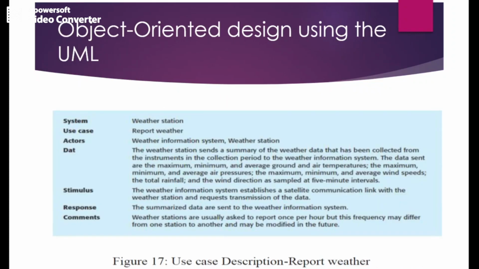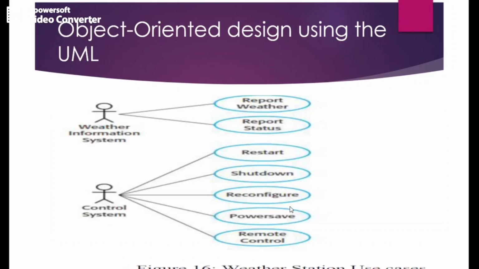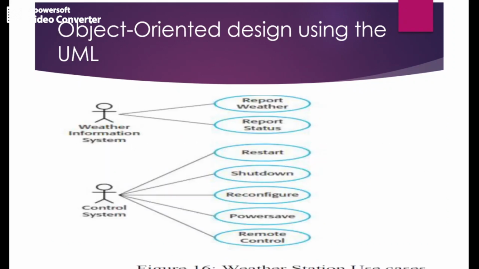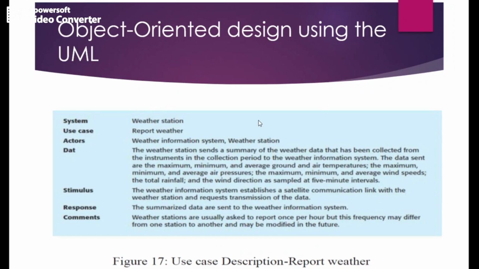To get the data, it will request transmission of the data. Data from where? Data from the weather station to the weather information system, because it needs to report the weather and report the status, no? So, request transmission of the data. Clear? Okay. Now what is the response?